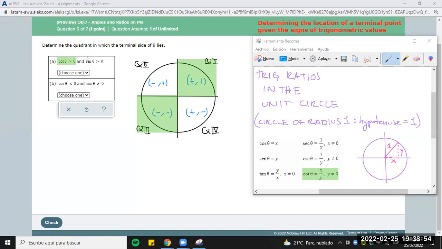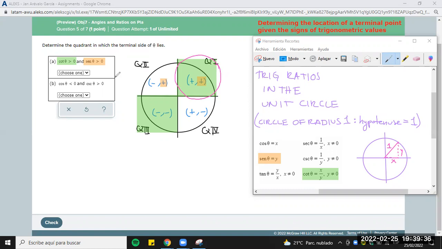Now let's look at the other one. We need to have sine of the angle positive. So where is sine? Sine is just y, and the y part of this angle is given by the second coordinate, right? So these are the two possibilities. Sine is positive in quadrant 1 and in quadrant 2, and cotangent is positive in quadrant 1 and in quadrant 3. So there will be always a quadrant where both things happen at the same time.